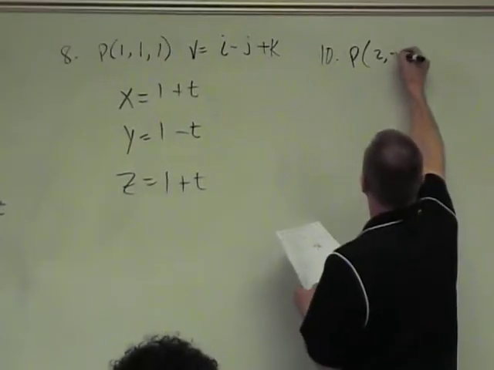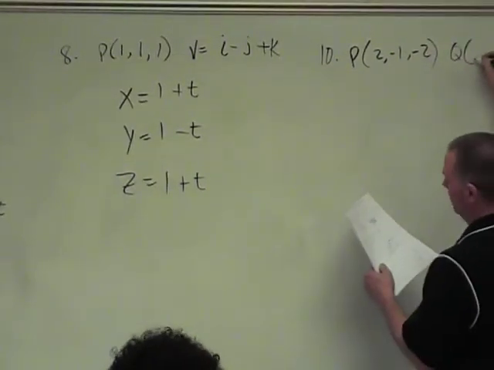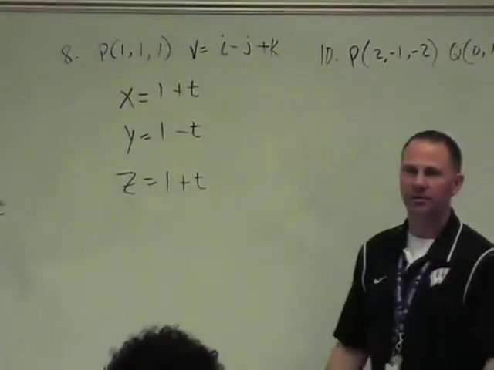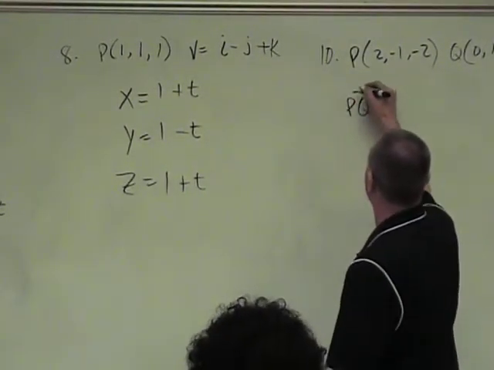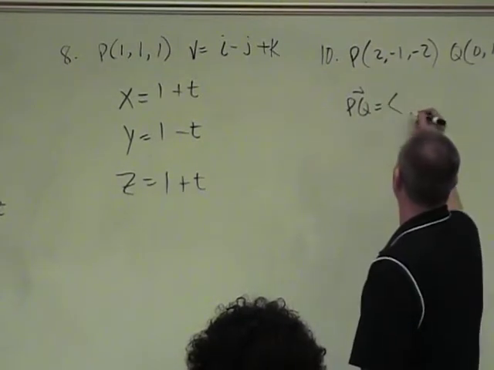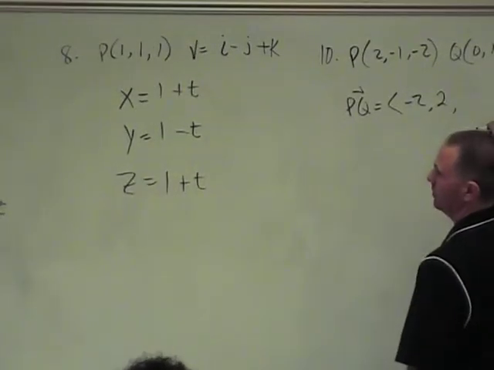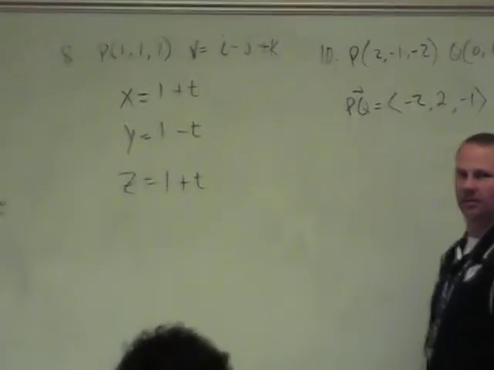Here's P, and your terminal point. What do you gotta do? Gotta find the vector. How do you find the vector? Subtract. Q minus P. 0 minus 2 is negative 2, 1 minus negative 1 is 2, negative 3 minus negative 2 is negative 5.